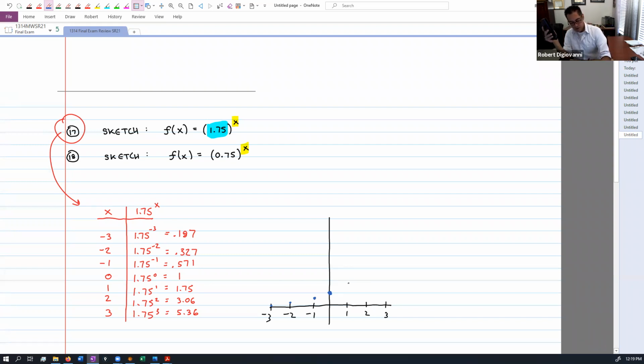At 1, I'm at 1.75. At 2, I'm past 3. So 1, 2, here's 3. So a little bit past 3. And then at 3, I'm up past 5. So 4, 5, somewhere around here. And then just connect these together with a nice curve like this. And just remember over here, this flattens out towards an asymptote. And that's what I'm looking for. Are there any questions on that? That's all I want.